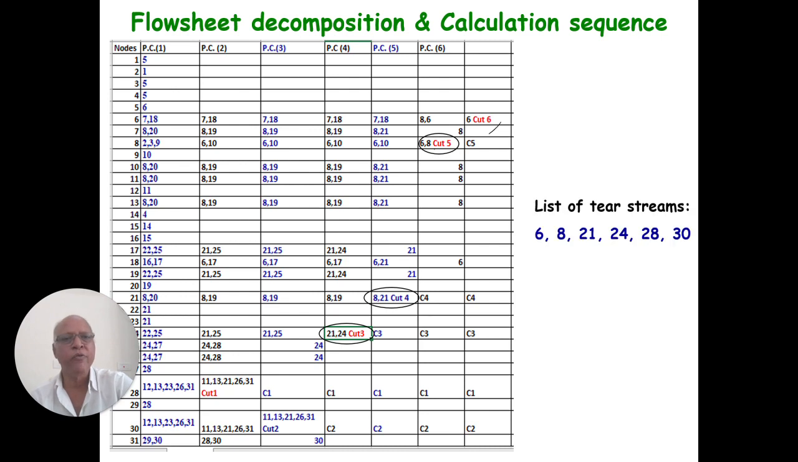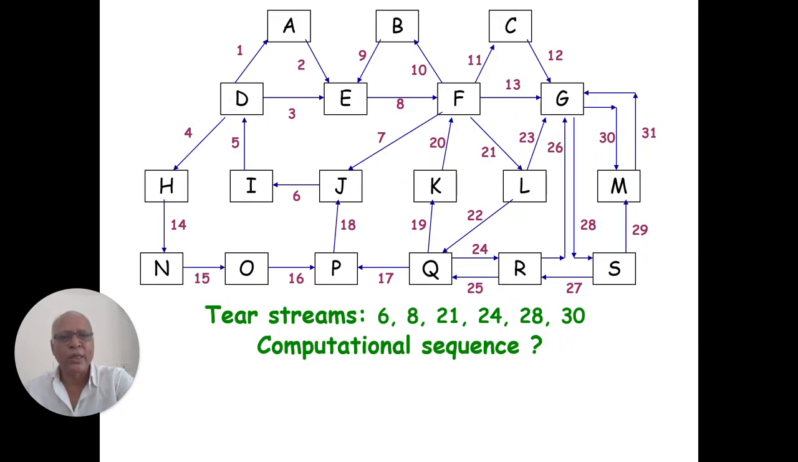So finally we come across 6 tear streams to solve the problem. 6, 8, 21, 24, 28 and 30. Now these are the minimum number of tears required to solve the problem. So these are the tears that we have found out applying the algorithm. Now it is for you to identify the respective computational sequence.